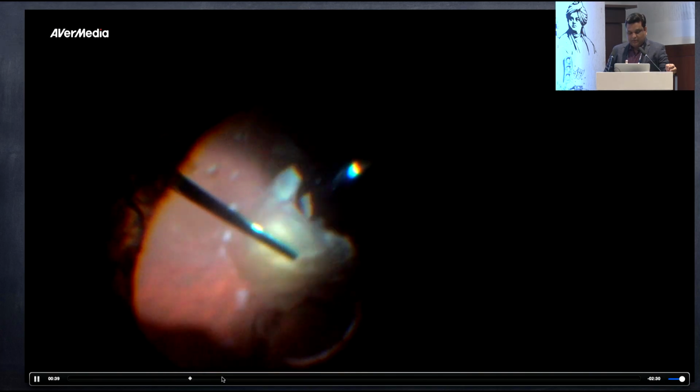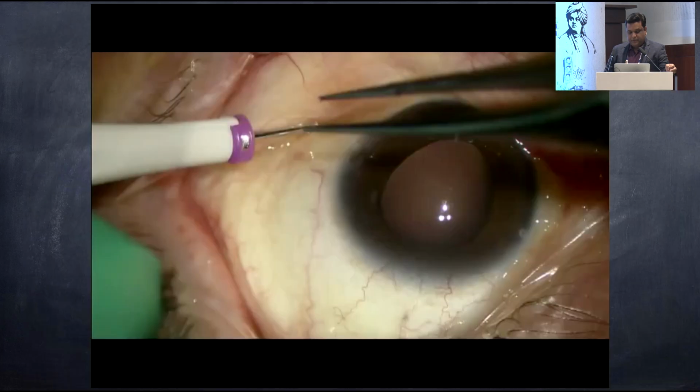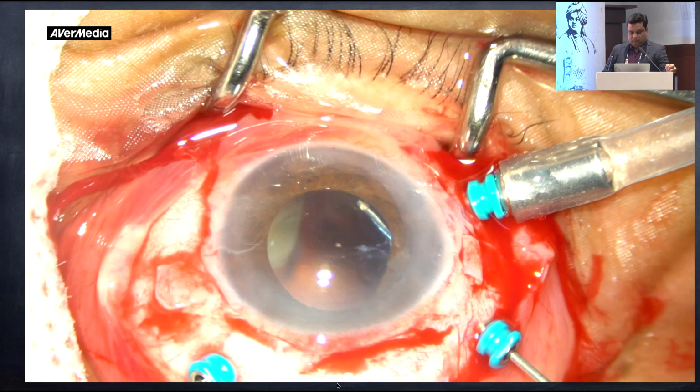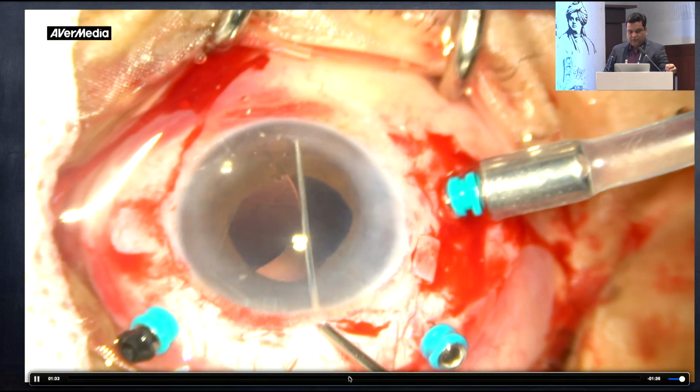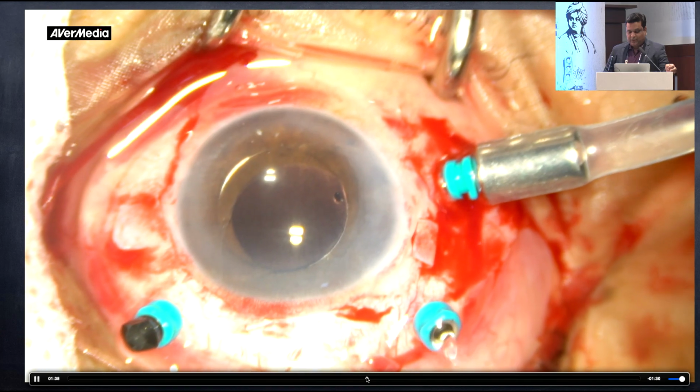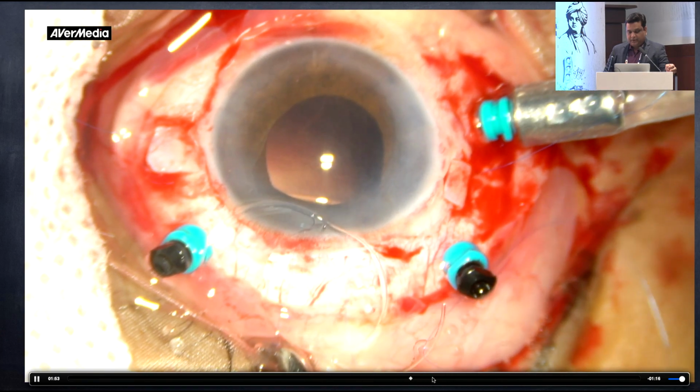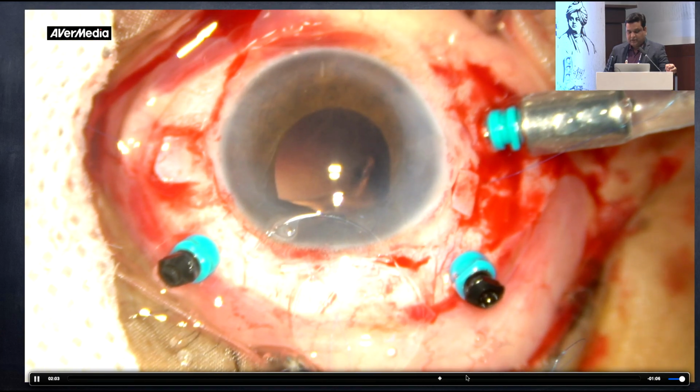So the nucleus came out with the cutter easily. I'm sorry, the videos are running. So this IOL had to be explanted, and then we had to do a sutured scleral fixated IOL.